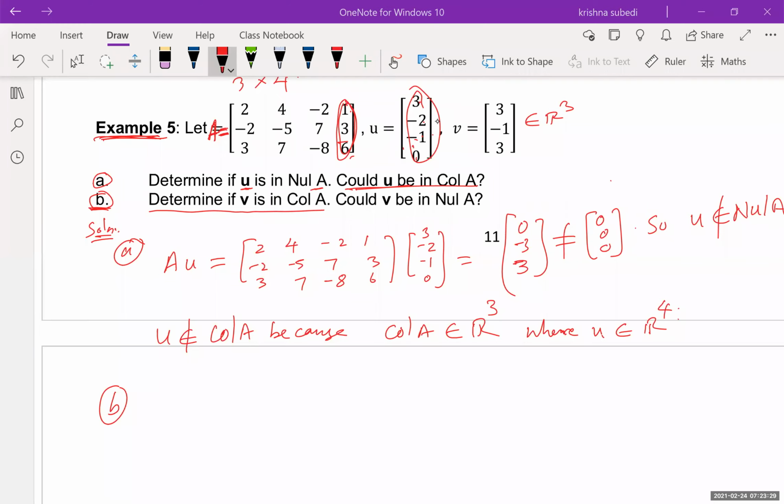If V were, for example, 1, 2, 3, 4 in R4, we could directly say that it cannot be in the column space of A. But now V has 3 entries. It's in R3, and the column space of A is also a subspace of R3. Therefore, this can be a candidate. But is V in the column space of A? We don't know yet. Let's check.